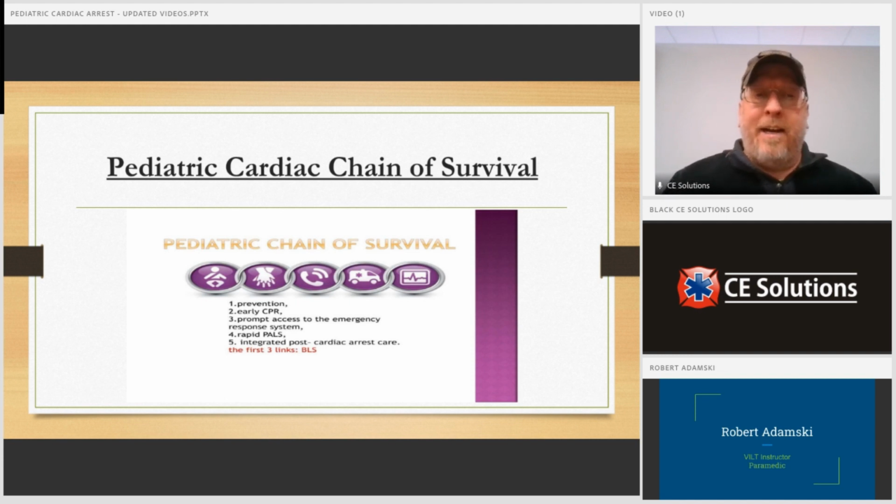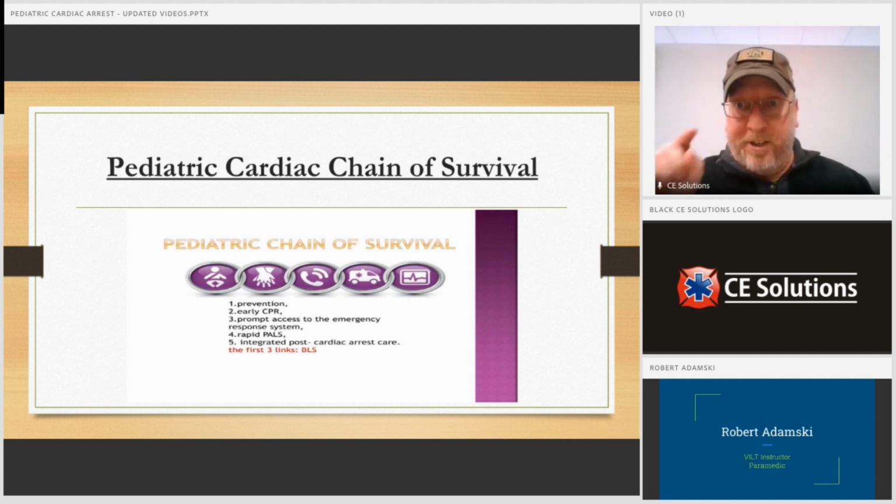And notice the highlighted link there. The first three links are all basic life support, BLS, what you guys as EMTs do. We as first responders, as EMTs, can help prevent cardiac arrest. We can provide early CPR for our patients and also do outreach to the community, train community members in CPR, train members of the public in CPR, train them in first aid so they know how to recognize emergencies, activate the 911 emergency system, and also provide CPR.